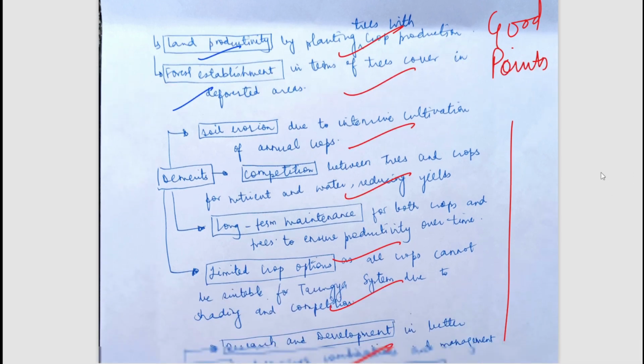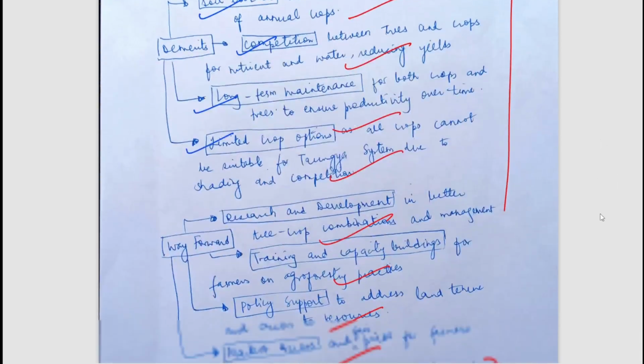Now what are the demerits? It can lead to soil erosion, it can lead to competition between the trees and the crops, and sometimes it could lead to improper growth of trees or improper yield of the crops. There could be competition between the two. Allelopathy can be a problem. It needs long term maintenance. There are limited crop options to grow.